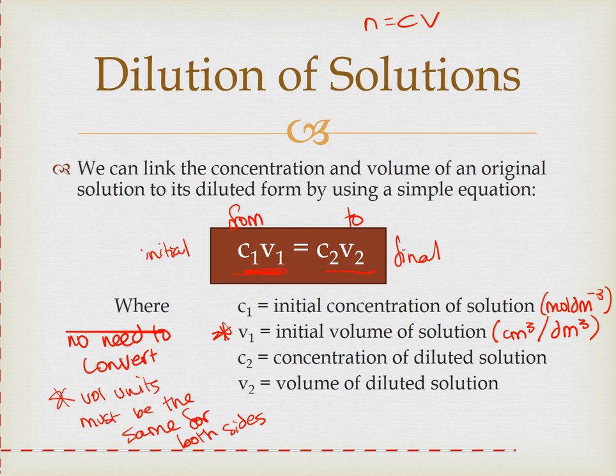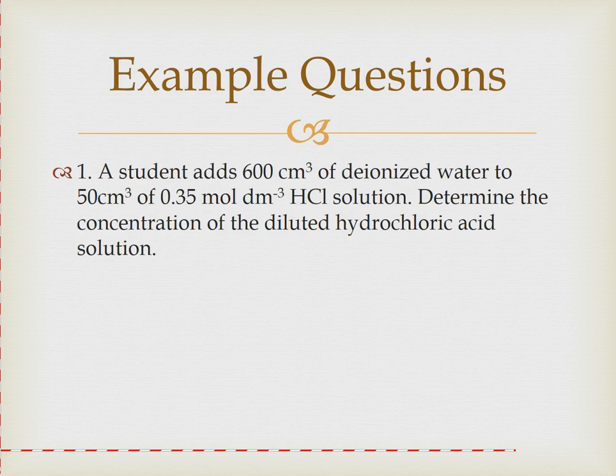And then for concentration, if you're solving for concentration and the one that you put on one side is moles per decimeter cubed, then that will be what your concentration ends up as on the other side. As long as they both match, there's no need to convert. So let's have a look at an example question so we can see how this actually works.